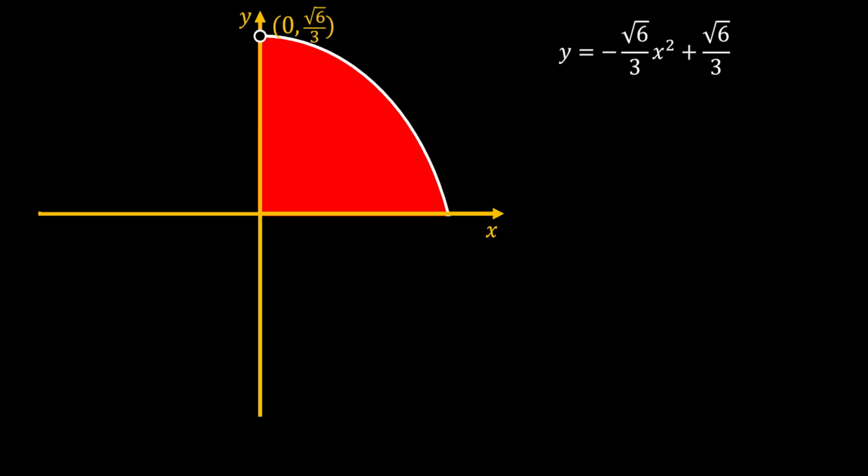So this is the idea. But how do we do this? Well, the simplest way is to use a definite integral. And to get this integral, we need two things. The first one is the equation of the parabola, which we already have, and the second one is two values for the bounds of our integral.